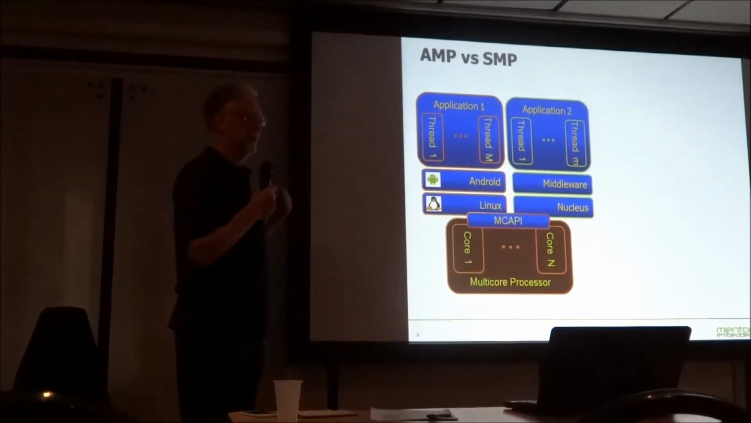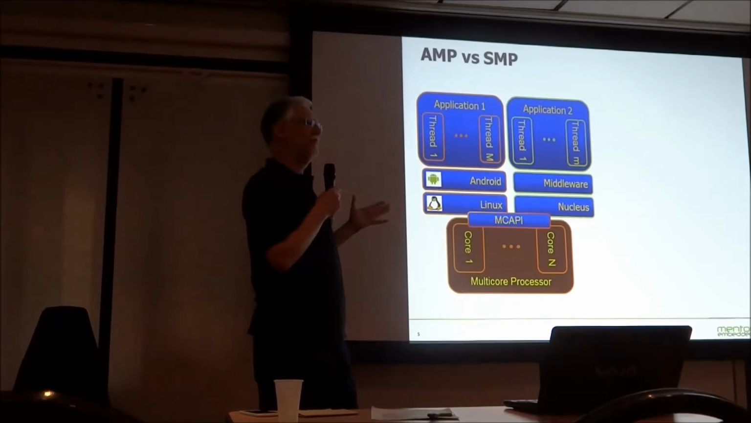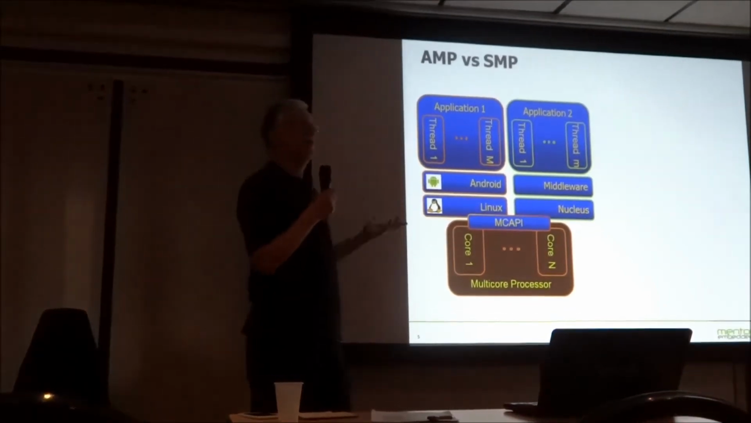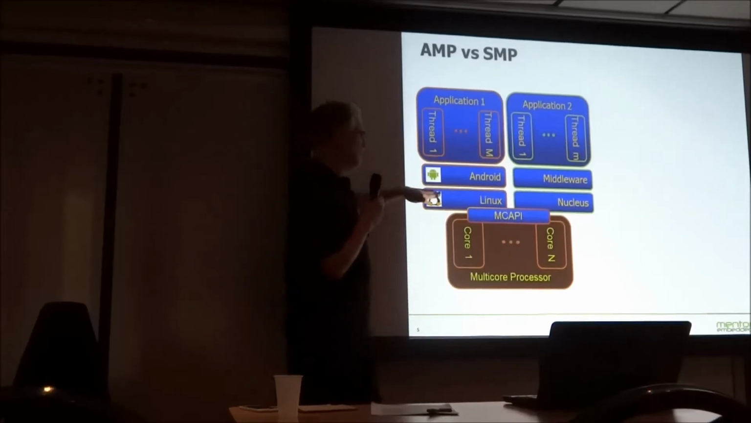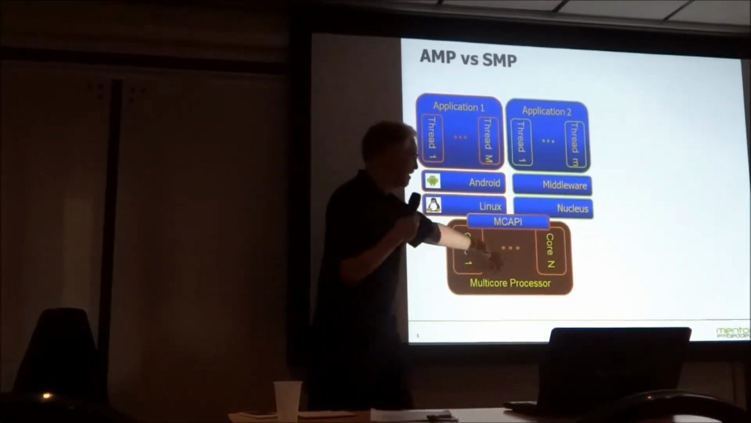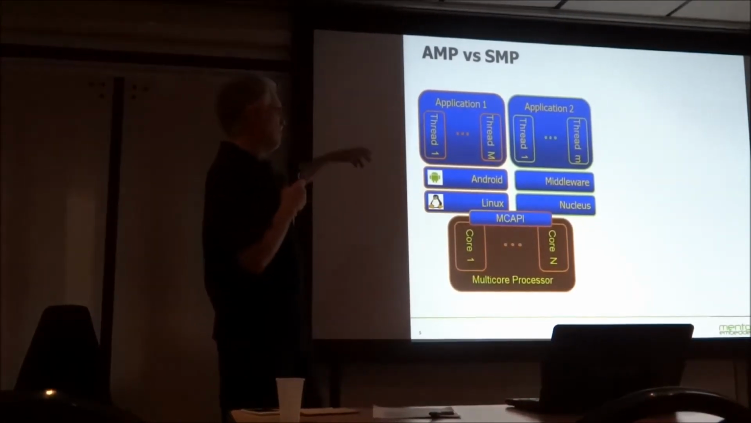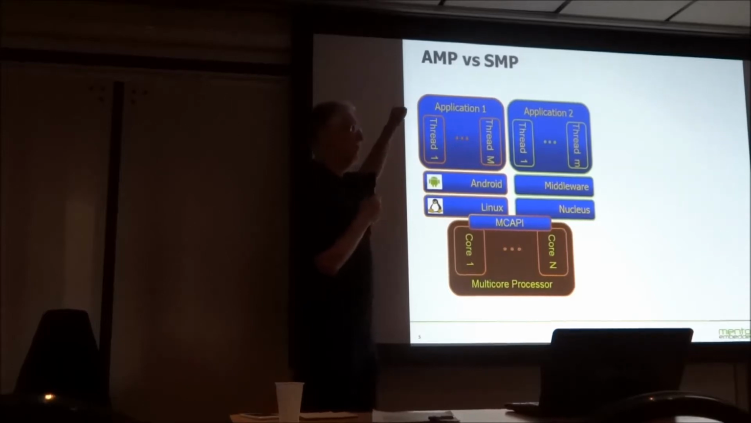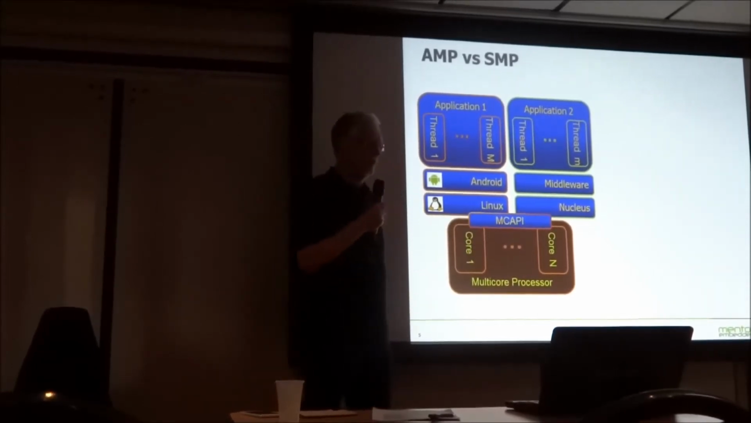Asymmetric multiprocessing is a very simple concept. You have multiple cores in your device, or multiple chips possibly, but multiple processors anyway. And you run a separate operating system on each one. My example here, I have Linux on one, and I have a real-time operating system, Nucleus, on another. And I run the application code as appropriate on whichever operating system, and hence on whichever core. They communicate between one another, of course.